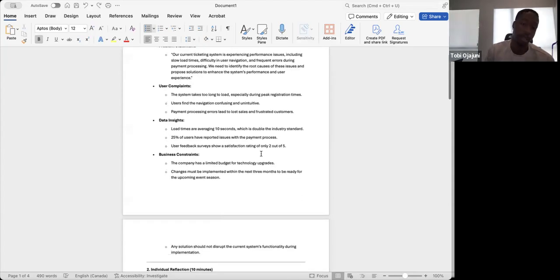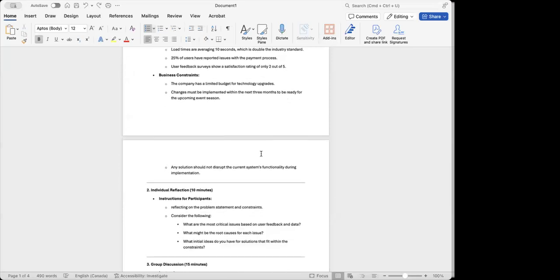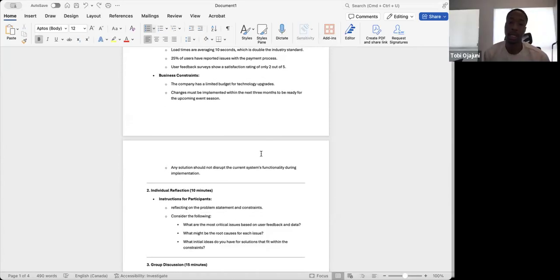Here are some data insights. Load times are averaging 10 seconds, which is double the industry standard. 25% of users have reported issues with the payment process. User feedback surveys show a satisfaction rate of only 2 out of 5. Are you guys following along so far? Yes. Okay. Now moving on to the business constraints.